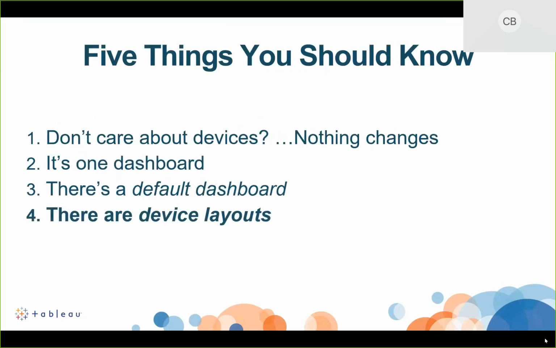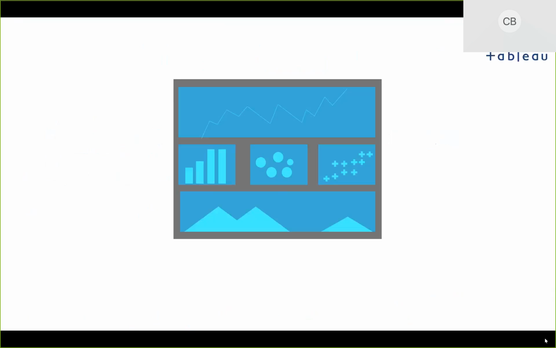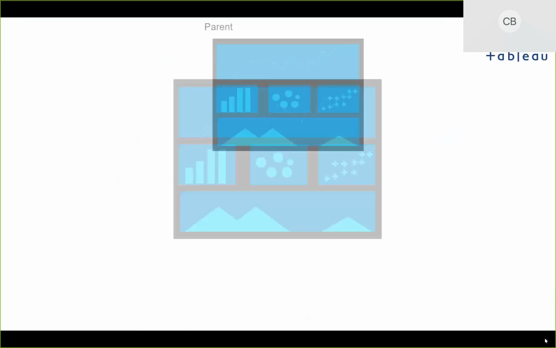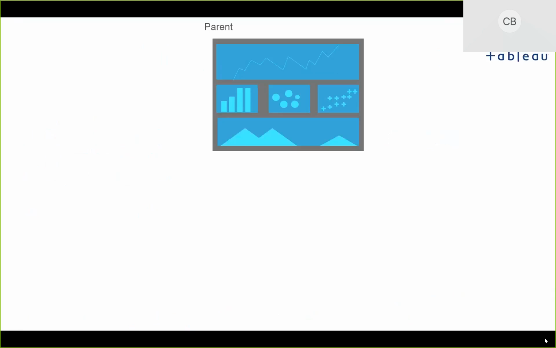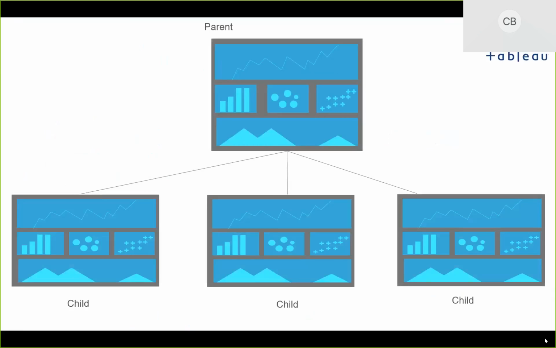And as we saw, there are individual layouts per device type, right? So if you think about it from a point of an analogy here, let's say we've got our single dashboard. Well, think of this as the parent and your different device layouts as individual children, right?